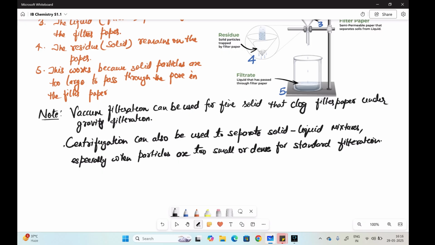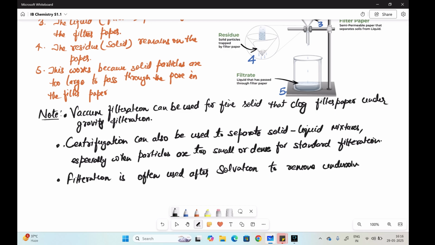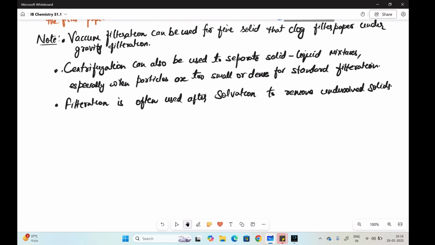Sometimes we also call filtration as solvation, right? Very important point, you should remember: filtration is often used after solvation, when you have mixed something, to remove undissolved solids, right? Okay, so in this way we can filter anything, whatever we want, but it must be a solid and liquid solution.